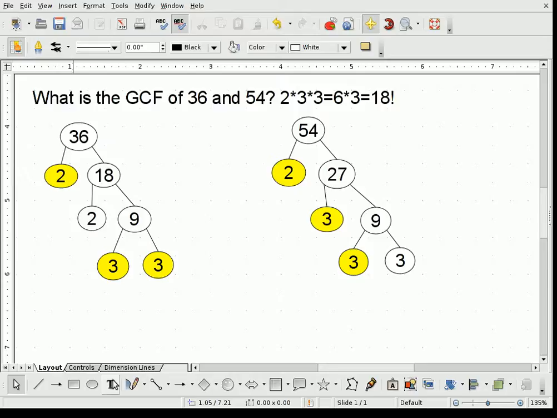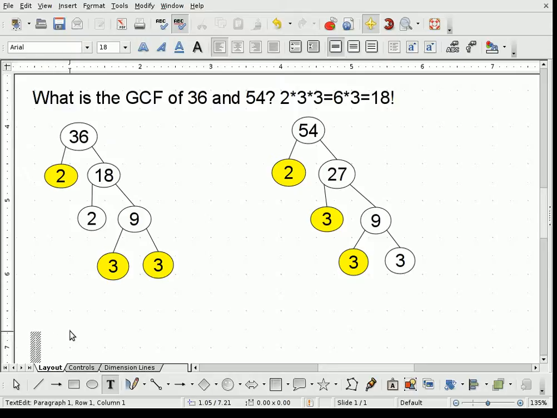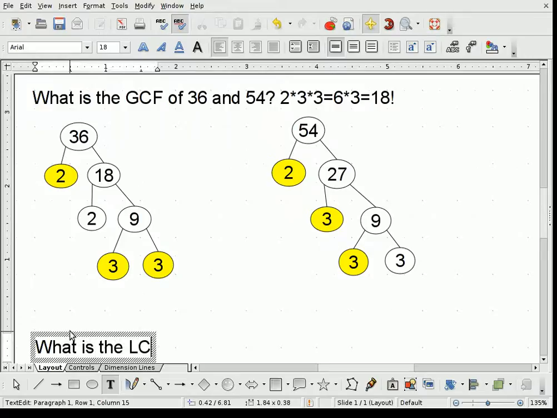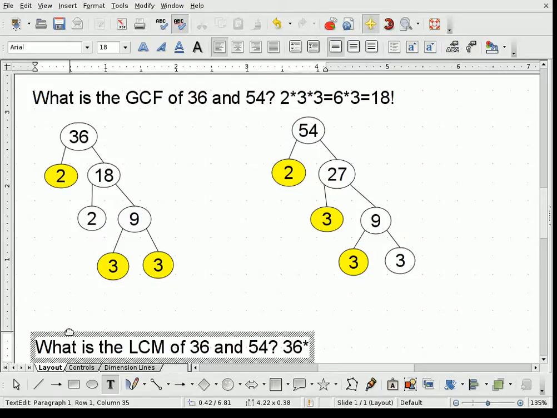Okay, so let's go ahead and try this out here. The question is, what is the LCM, or the least common multiple, of 36 and 54? The quickest way to do it is to figure it out like this. What is 36 times 54 divided by, guess what, the GCF of these two numbers? In this case, the GCF of these two numbers turns out to be 18.